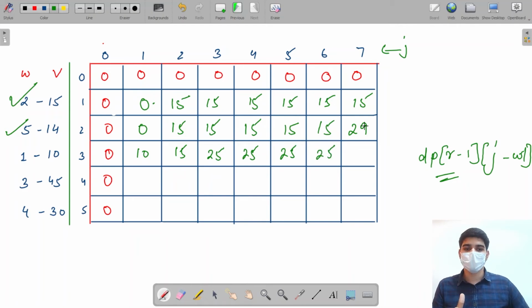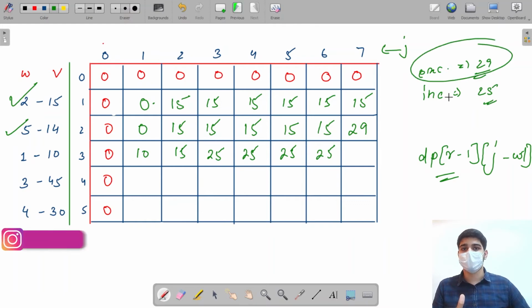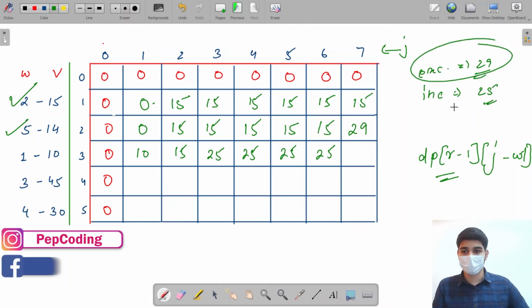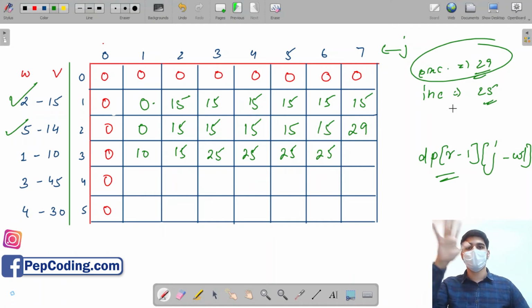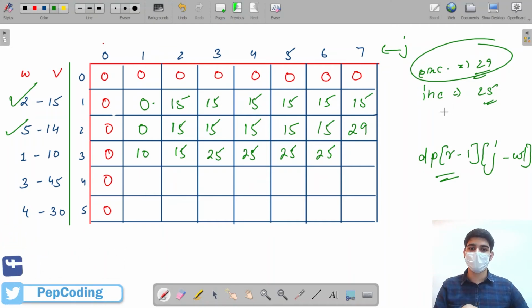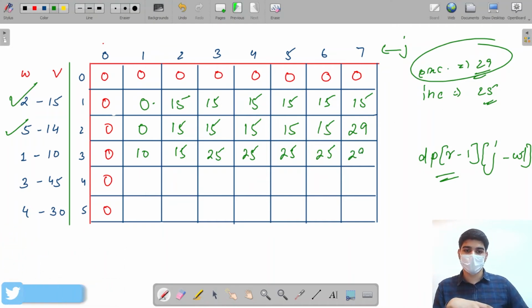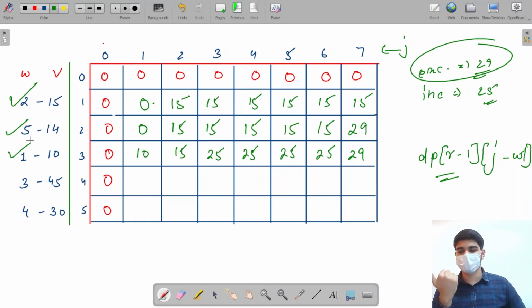Now at this point, exclusion would give me 29, right? Exclusion would give me 29. And inclusion would give me 25. Exclusion wins. It's better if I don't include myself and let the rest of the two elements stay in the bag, right? That means 29 over here, right? Now this is also processed.